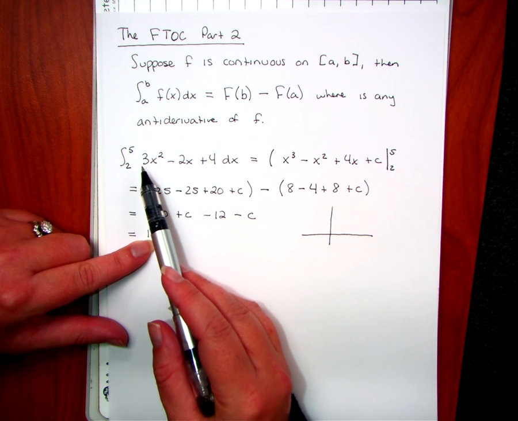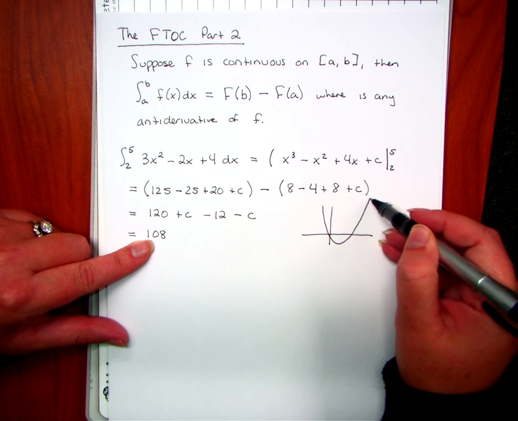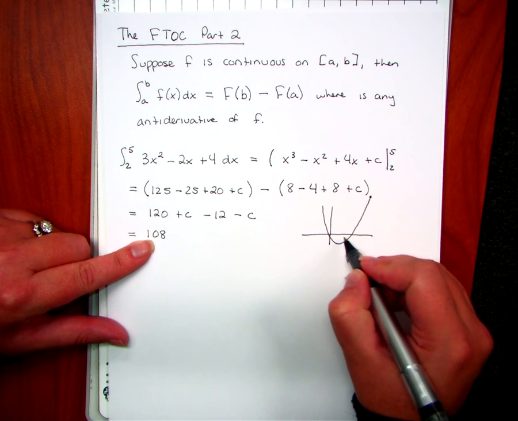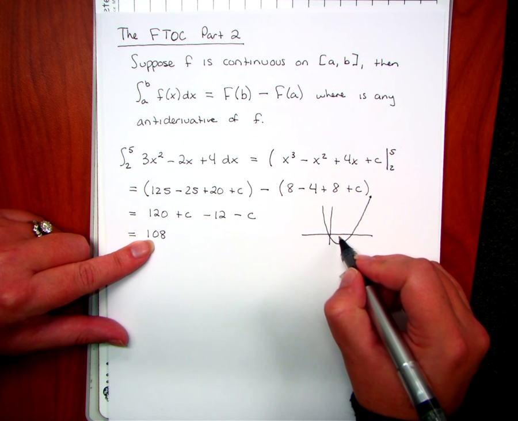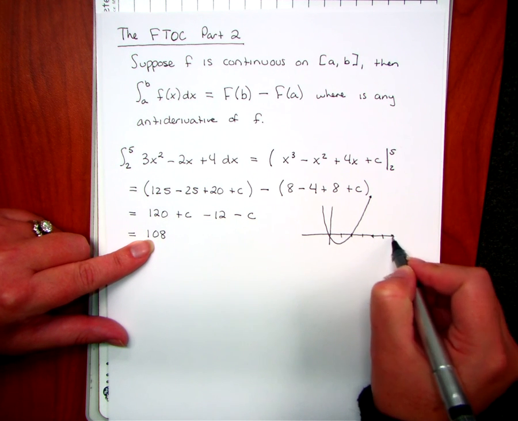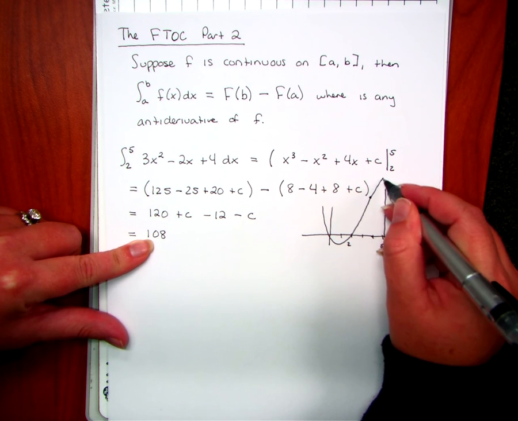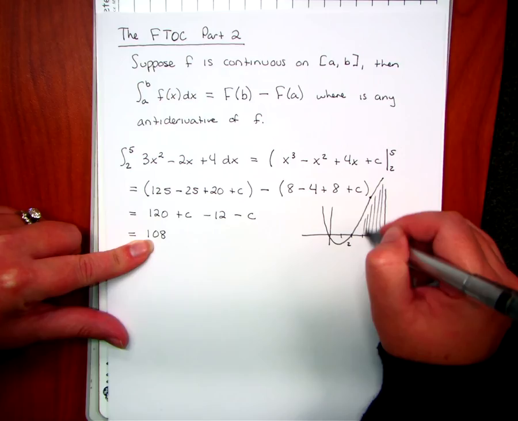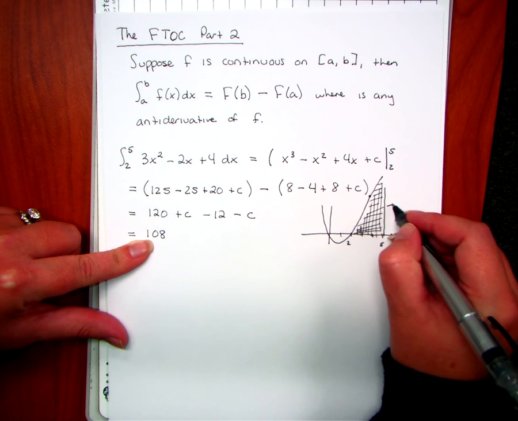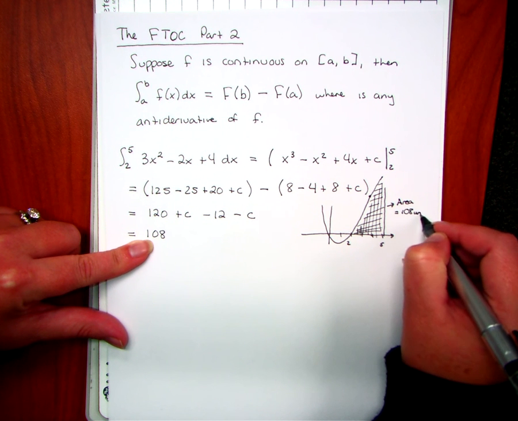But this is a quadratic that opens up. Okay, so if I just draw a general quadratic like so, and if I were to look at the integral from 2 to 5, I'm just going to make this 2 here and this 5 here. If I were to calculate this area here between the curve and the x-axis, this area is going to equal 108 units squared, right?